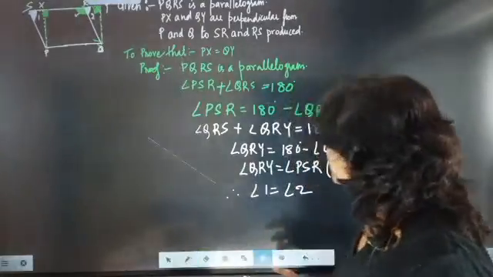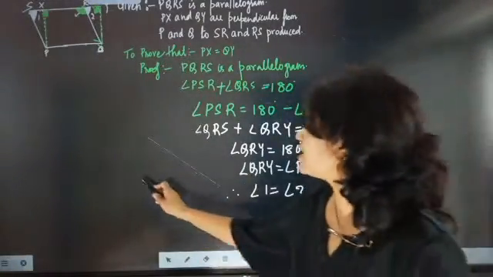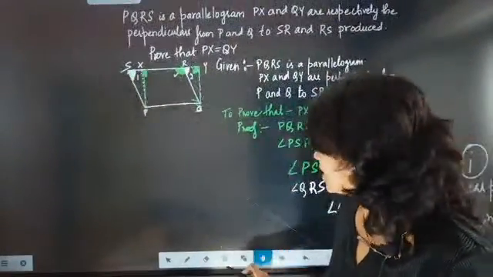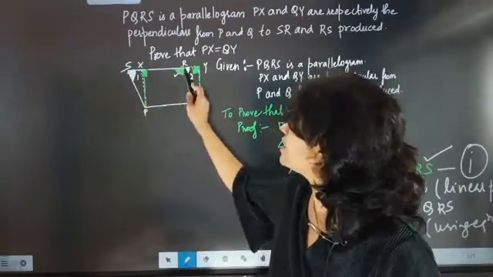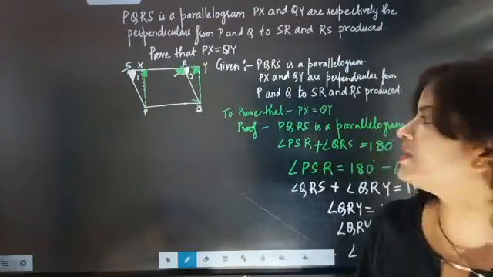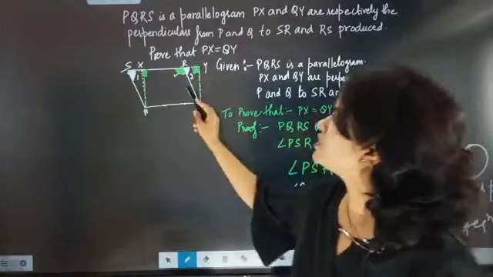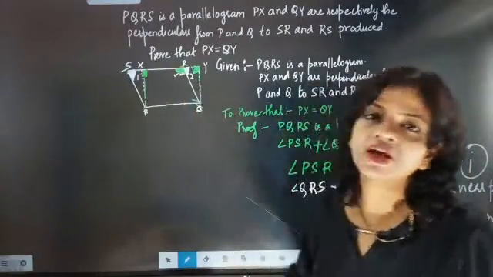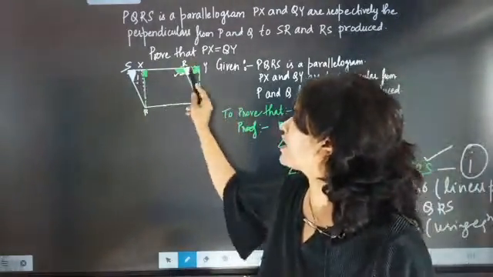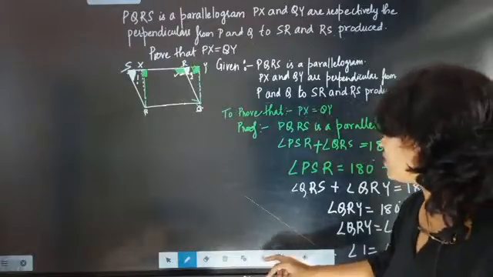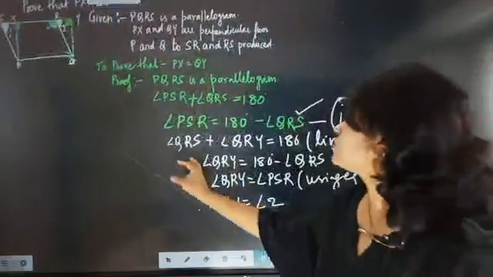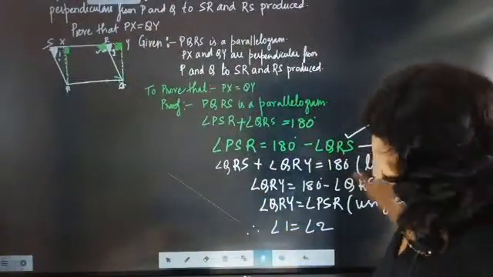So the sum of adjacent angles of a parallelogram is 180 degrees, meaning this angle plus this angle will be equal to 180 degrees because PQRS is our parallelogram. After that, we said these two are a linear pair, then we connected angle 1 and angle 2. So finally we got angle 1 and angle 2 are equal. So now we only have to go by triangles.